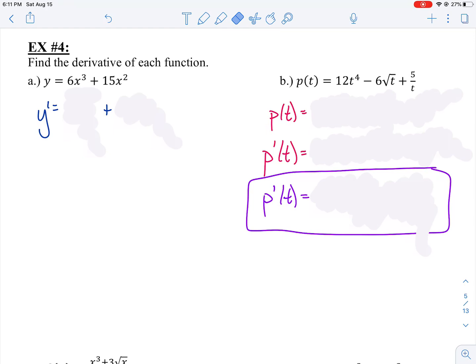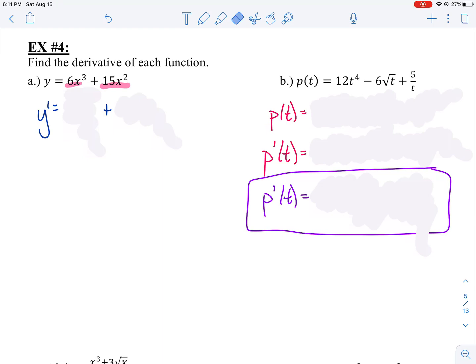In example number 4, it asks us to find the derivative, and the first function is y equals 6x cubed plus 15x squared. You might notice that I have two terms being separated by a plus sign. I can use our rule then to be able to take the derivative of each term separately and then just add them together. So what would you say the derivative of 6x cubed is?